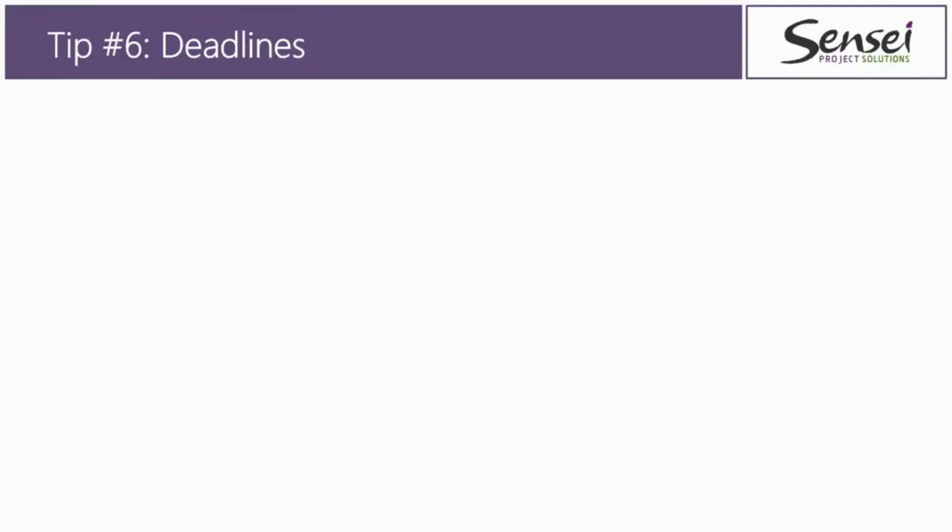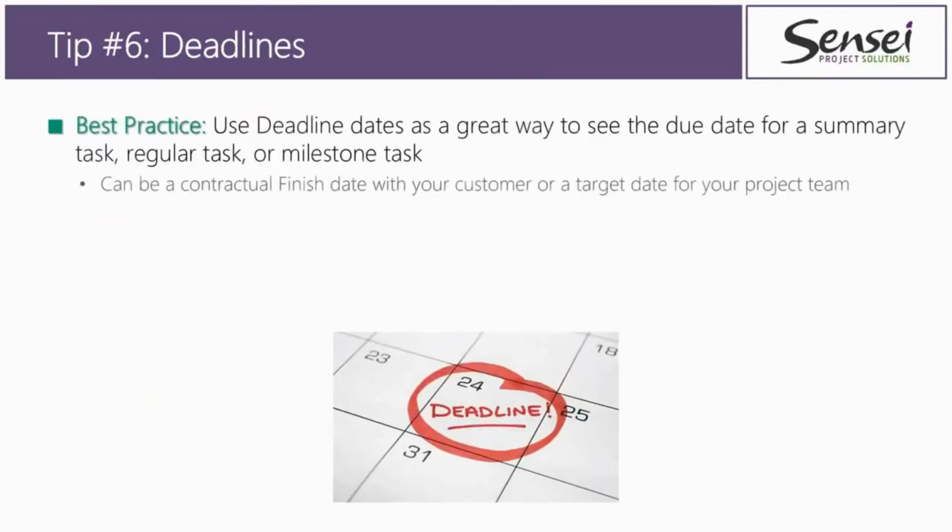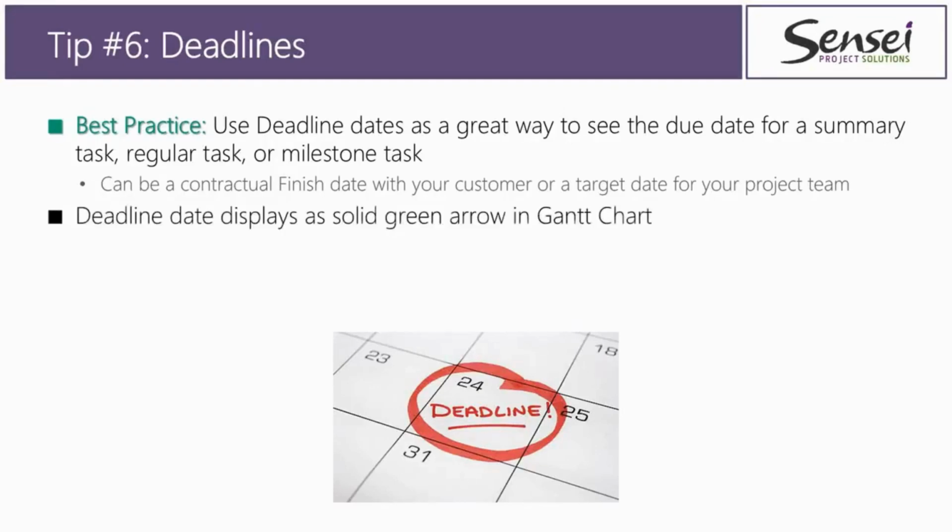Tip number 6, deadlines. One of our recommended best practices is that deadline dates are a great vehicle for you to use to help everybody involved with the project see the due date for any type of task in your project. It can be for a summary task, a regular detailed task, or even a milestone task. For example, maybe you have a contractual finish date with your customer, or you have a target date for your team to try to attain.